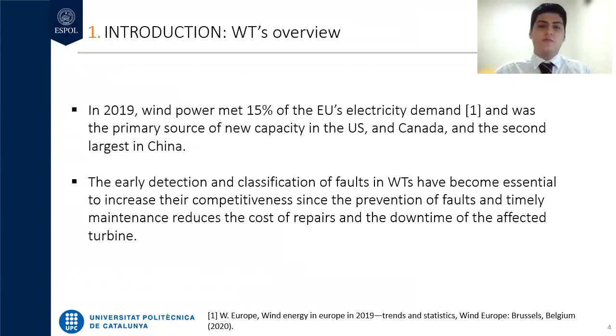In 2019, wind power met 15% of the European Union electricity demand, was the primary source of new capacity in the US and Canada, and the second largest in China. Failure detection systems are used to provide alarms about the deterioration of different components of a wind turbine, based on different types of information and sensors. The early detection and classification of faults in wind turbines have become essential to increase their competitiveness, since the prevention of faults and timely maintenance reduce the cost of repairs and the downtime of the affected turbine.